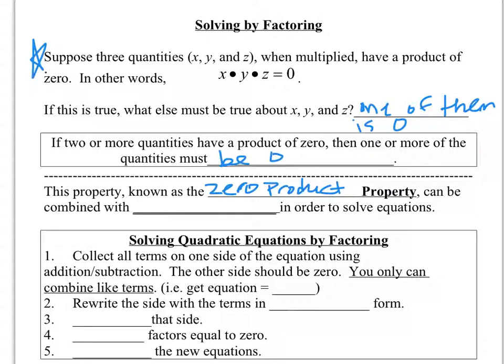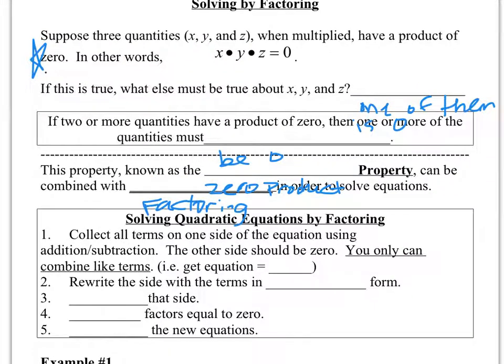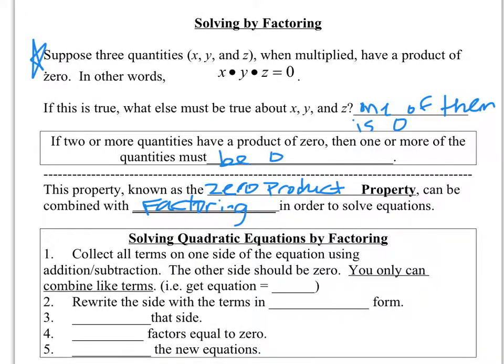And it's particularly handy when we combine it with something called factoring in order to solve. Factoring means that we're rewriting something as a multiplication problem. Rewriting as multiplication, which is helpful because then if I multiply two things and they equal 0, I know one must be 0. So how are we going to solve this?